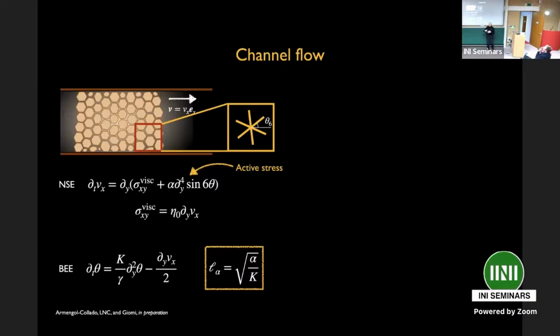Among all the stresses that I had before, I only retain two terms: a term for viscous dissipation and another term for the hexatic activity. This is the Navier-Stokes equation, in a linearized, oversimplified version. And this instead is the Beris-Edwards equation, where theta represents the orientation of the hexatic. This is the elastic term which leads to relaxation, and this is the vorticity coupling with the angle. You can extract an active length scale as the square root of the ratio of alpha, the intensity of the active stress, and K, the stiffness of the liquid crystal, the elastic constant.